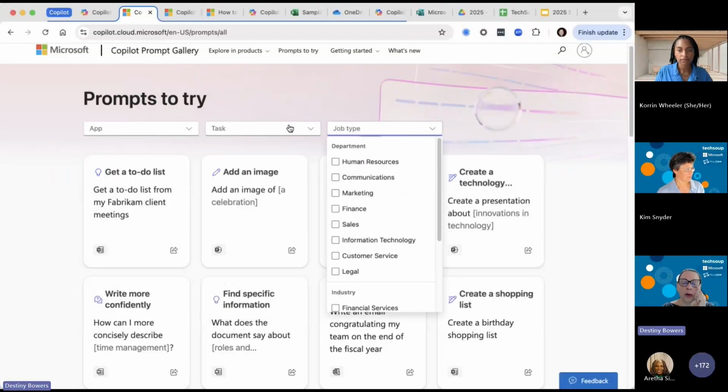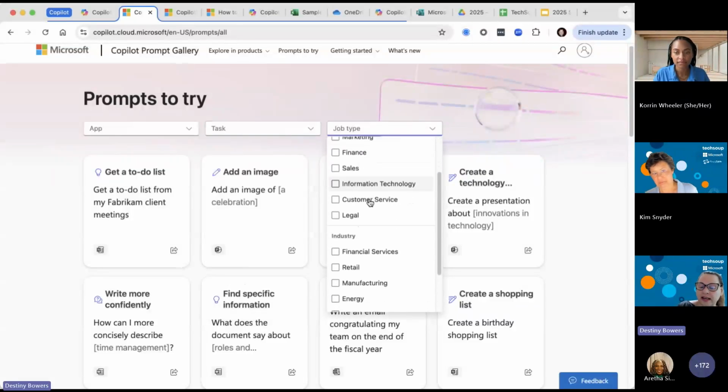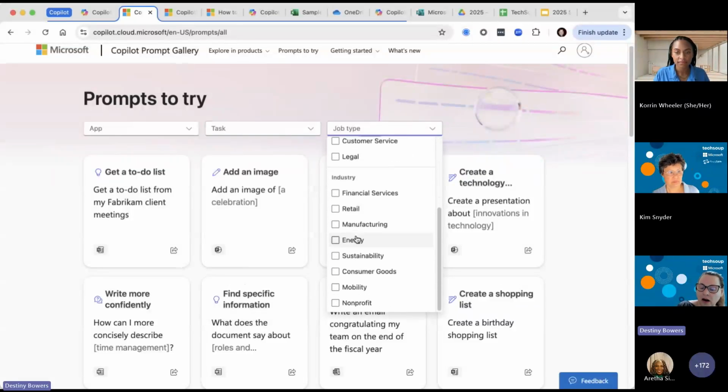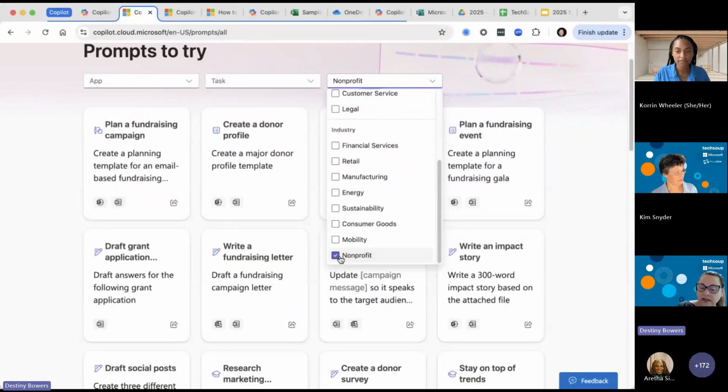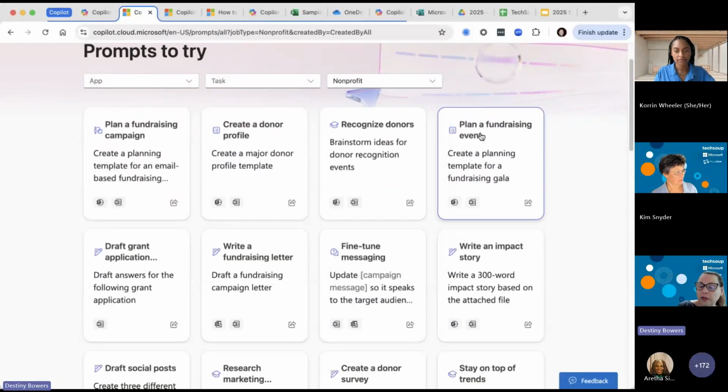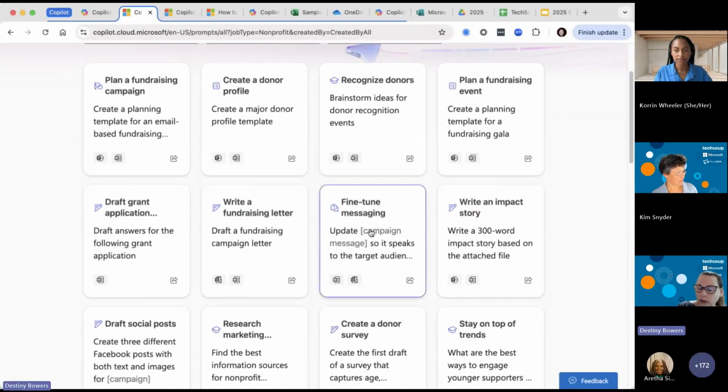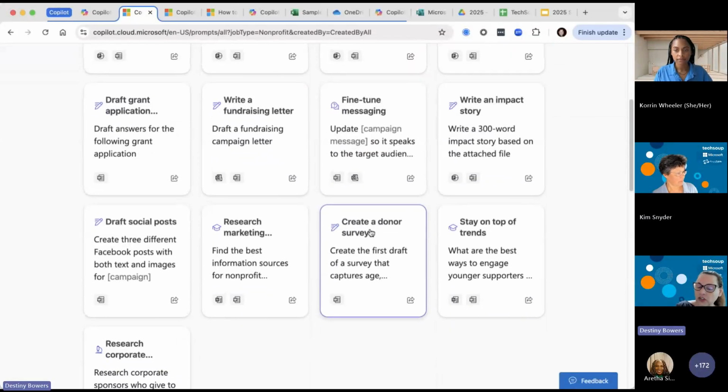But going back to the prompts, you have the task, but we also have roles. So let's say I am in nonprofits. Some of these prompts for you to try are planning a fundraising event, looking at donor recognition, fine tuning a message, things like that, things where it's just an assistant.